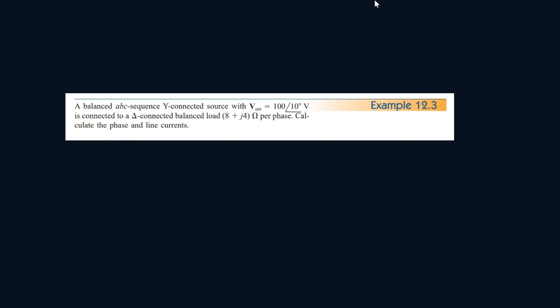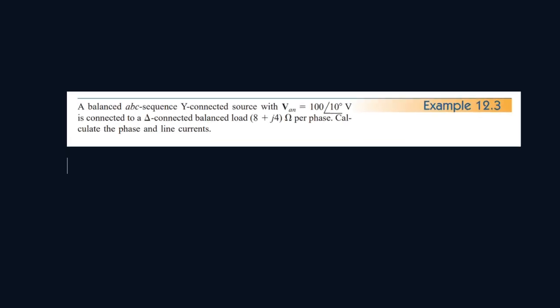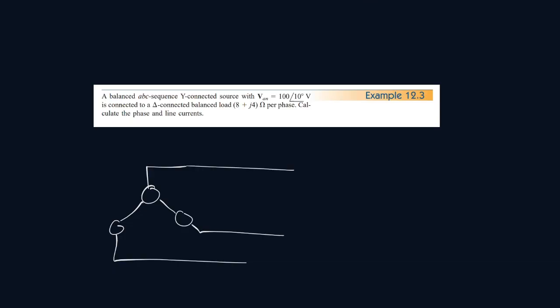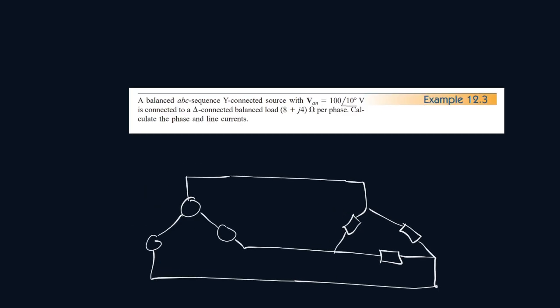So we have a balanced ABC circuit with a Vn value of 100 phasor 10 degrees, and it's connected to a delta connected balanced load. So pretty much our thing looks something like this. The load, instead of being a Y load, is actually a delta load. So it looks something like this. Okay, this is a delta load.